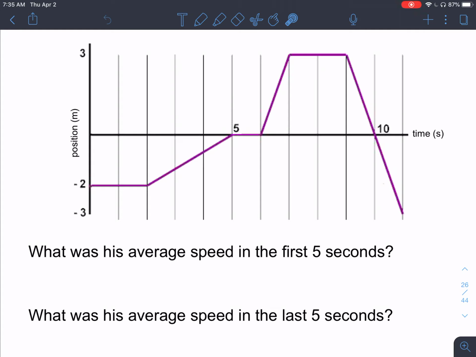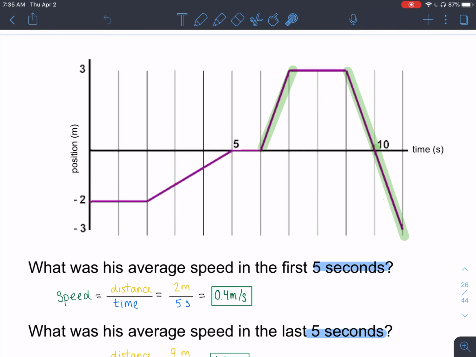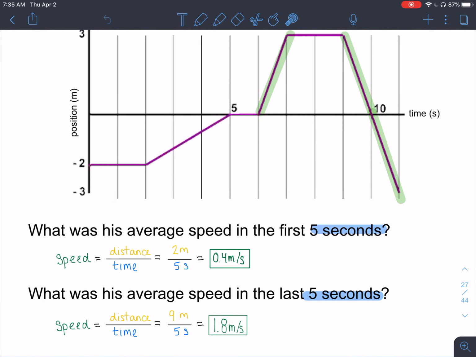All right, some more calculations. Go ahead and pause the video and try these ones out. Okay, here are the calculations that go with each of these.